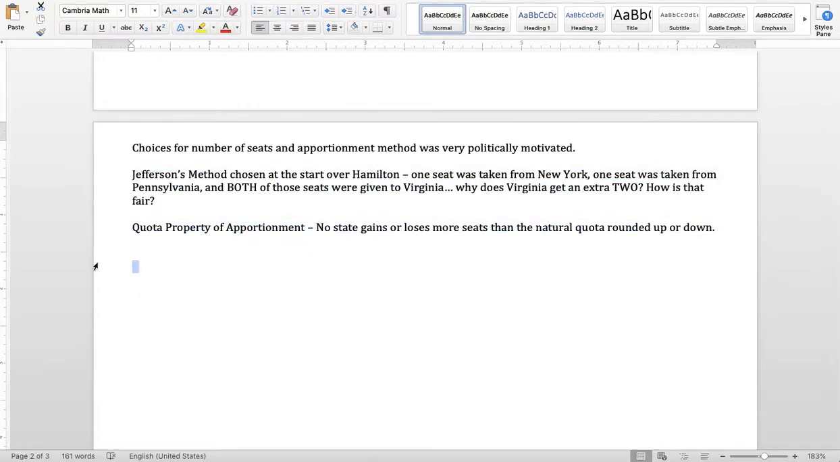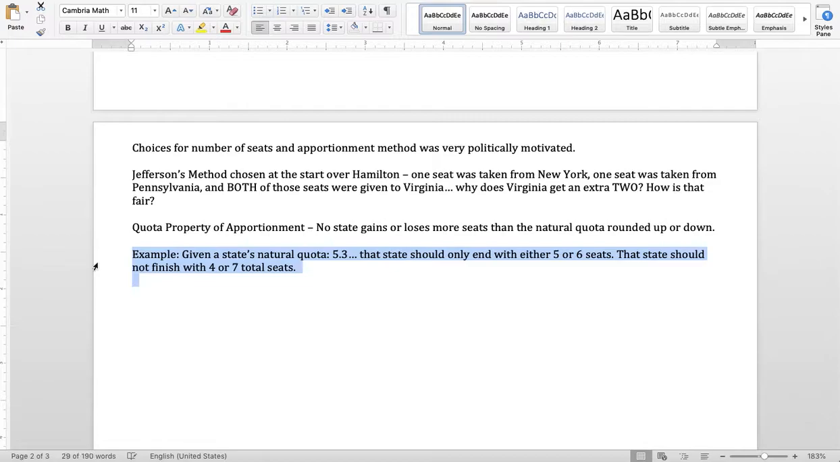We call this the quota property of apportionment. No state gains or loses more seats than a natural quota rounded up or down. What happened with Jefferson's method is it took 2 seats and took both of them for Virginia. So they had their natural quota rounded up, and then they rounded up again. We've seen this a few times, just haven't pointed it out. But the idea is that somebody gets more than their fair share.